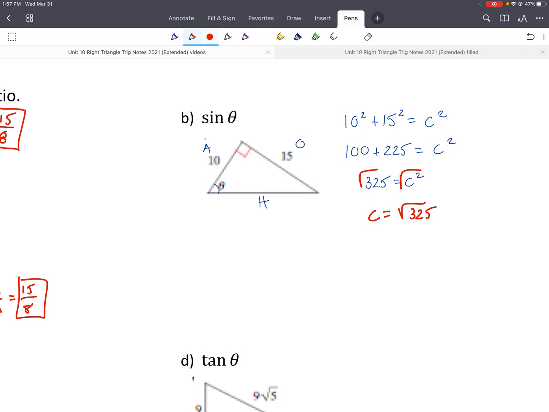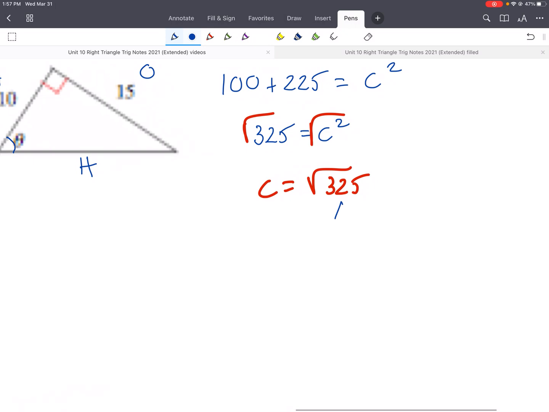Okay, so you could put that in your calculator. Most likely it will give you a decimal that keeps going forever. So we need to simplify our radical. And we've done this before, I think it was last semester. So that's where we did the factor tree and groups came out.